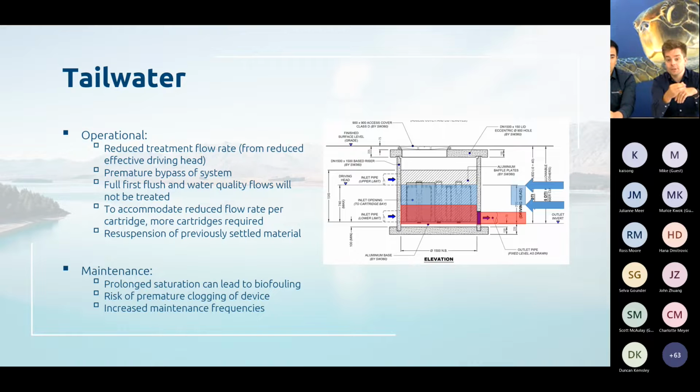Another quite significant issue with tailwater is that it can impact the maintenance of the treatment device. If there is prolonged saturation, so for an extended drain down time of a couple of days, let's say, prolonged saturation of the media, and especially the perlite media and the StormFilter media, can lead to biofouling. That can then also lead to premature clogging of the treatment device and the requirement for maintenance to be carried out at more regular intervals, so increasing the number of maintenances required in a given time frame.